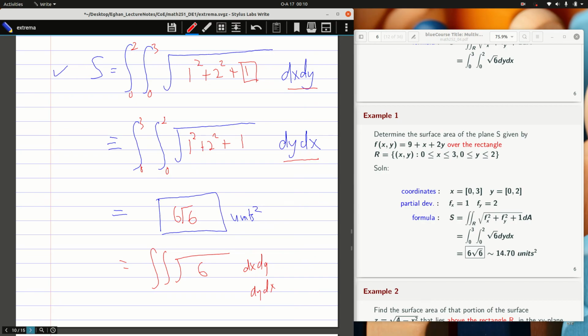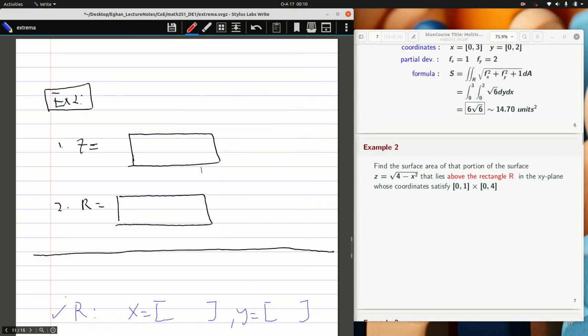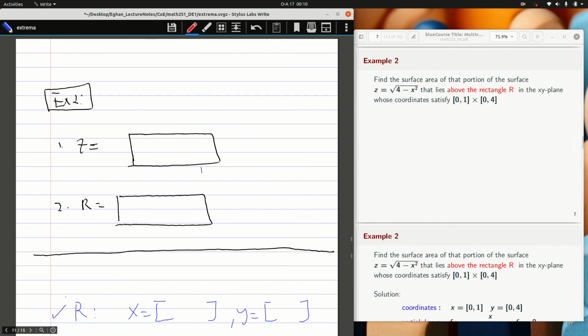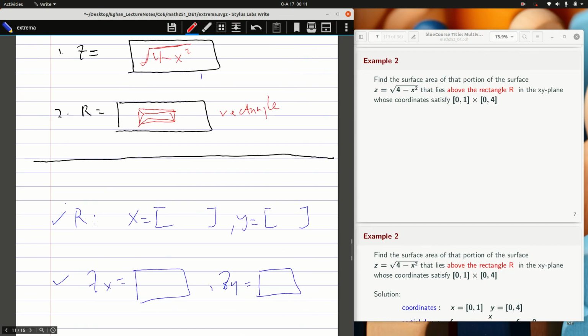Let's take example 2. Example 2 again, there are things I'm going to look out for. What is my surface given? My surface is the square root of 4 minus x squared. What is my region? It's a rectangle. Don't forget, it's a rectangular prism. Let me just write it. If it's a rectangle, then I know I'm looking at the Cartesian coordinate, a rectangular domain. Yeah. So I need to know my x range. It is given, as simple as that.